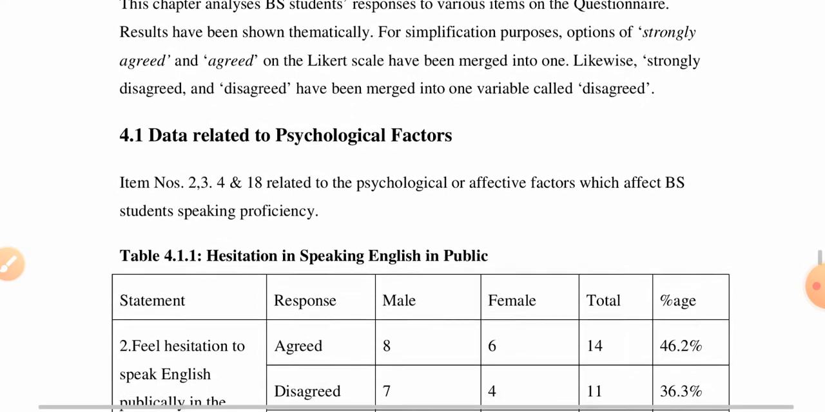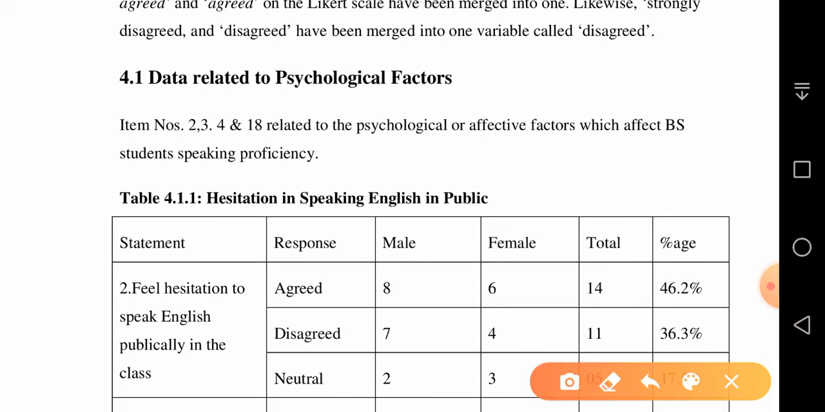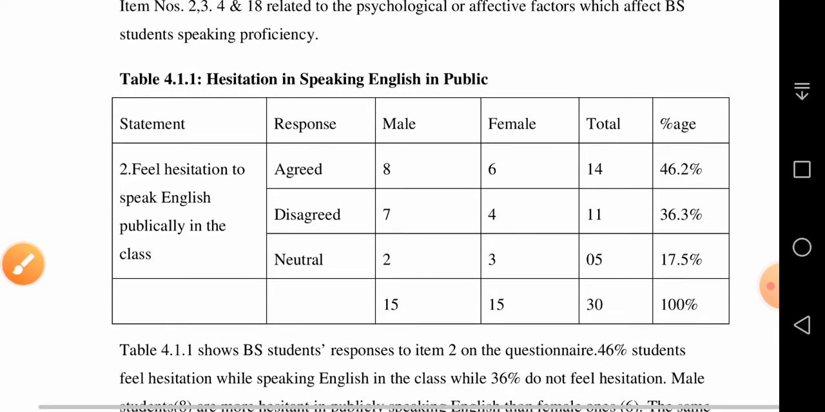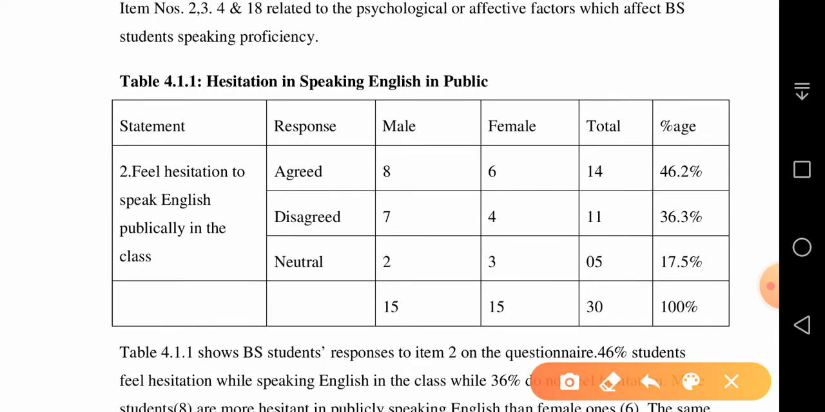Okay, so after this you have to give the title to your table, 4.1.1. This is 4.1, so this is 4.1.1, subheading: hesitation in speaking English in public. The question was, "I feel hesitation to speak English publicly in the class." These are the responses: agreed, disagreed, neutral.